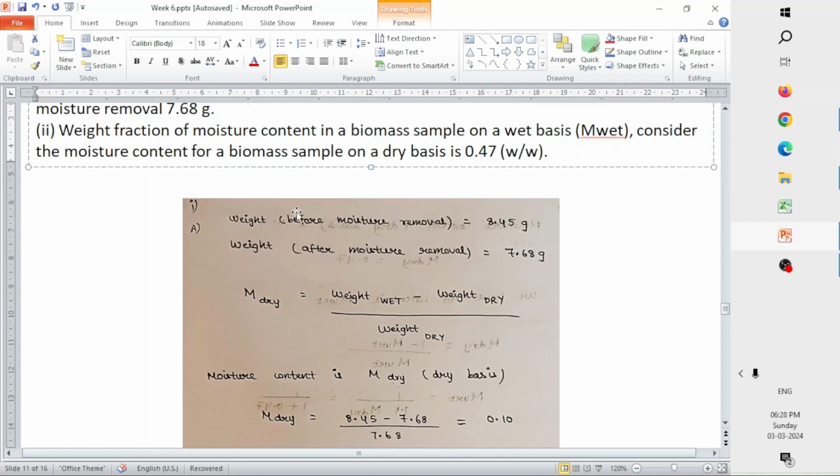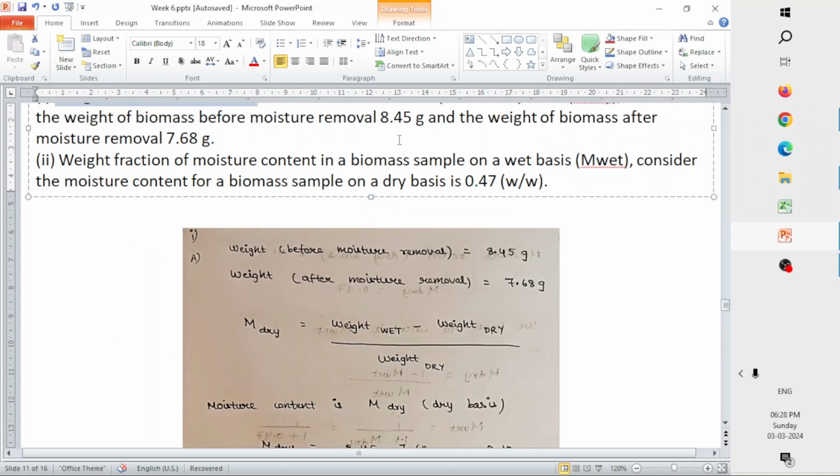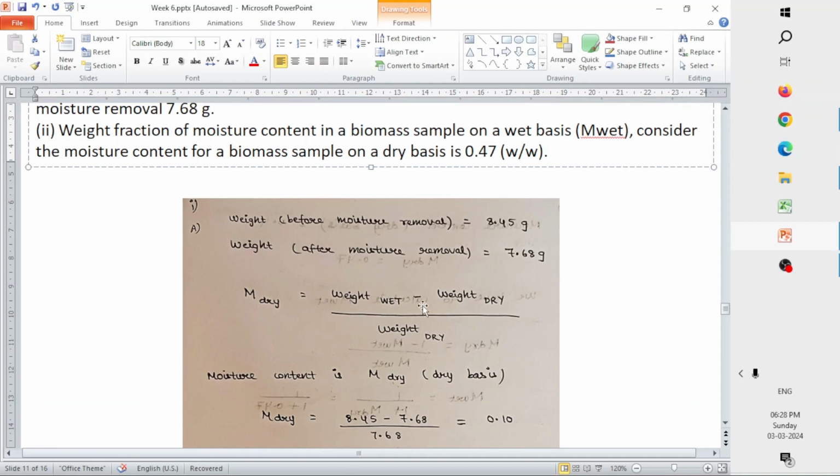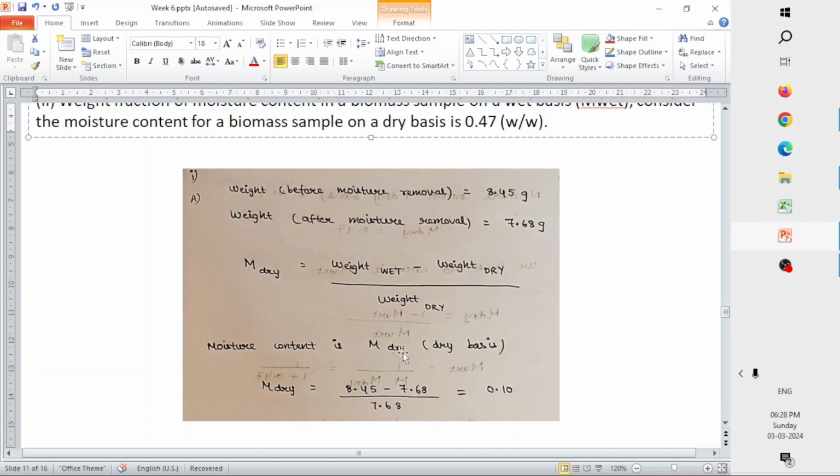So before moisture removal is what we call the wet component, that is 8.45 grams as given in the question, and what is after moisture removal is your dry component, because once you remove all the moisture from the sample, what you obtain is your dry biomass, that is 7.68. Since this is on the basis of dry weight, here we take the weight of the biomass sample in dry condition, so that is again 7.68.